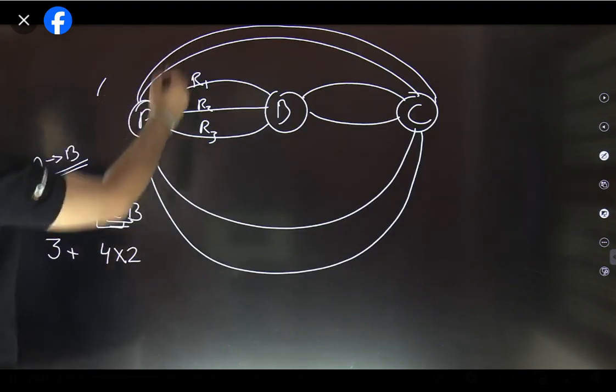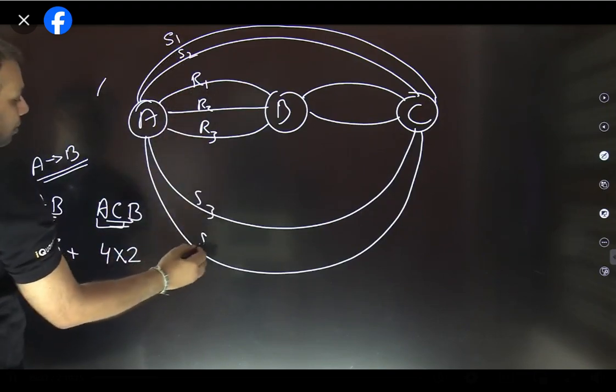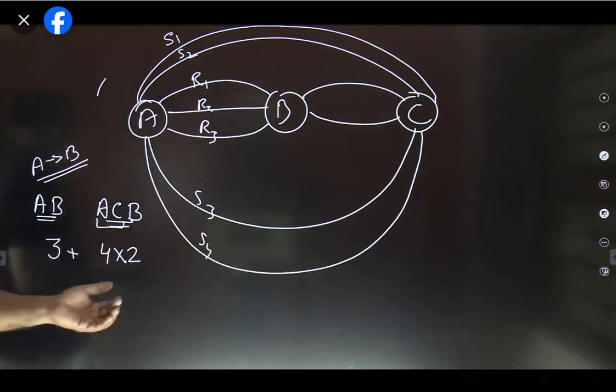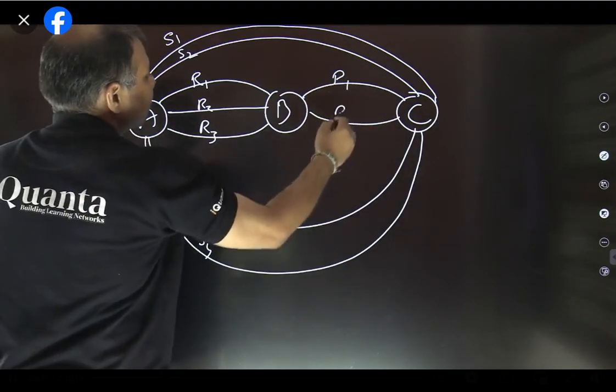Komal, these are the 4 paths. Let me call them maybe S1, S2, S3, S4. Can't you see from A to C? These are S1, S2, S3, S4. These are 4 streets, you can say. And from C to B, these are the 2 paths, P1, P2.